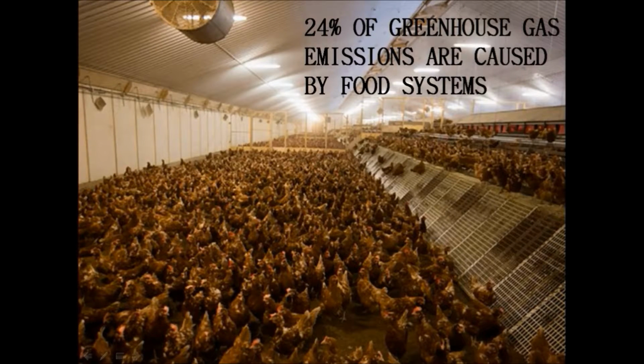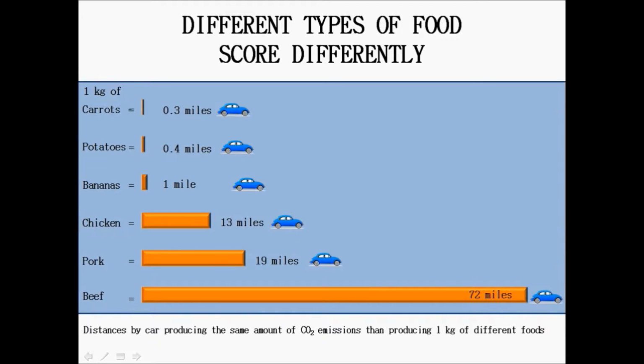But not all types of food have the same environmental impact. By looking at this graph, we can see that there are very significant differences between different food types. For instance, the production of 1 kilogram of carrots produces the same emissions of driving a car for 0.3 miles, but when looking at beef, this equals to 72 miles.